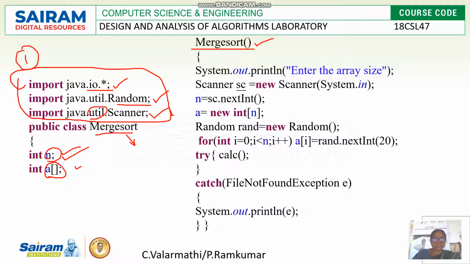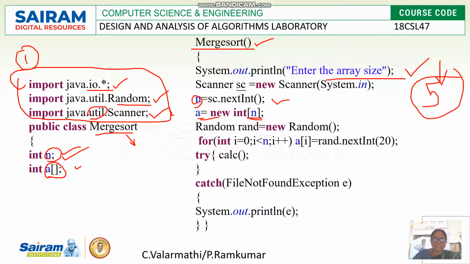Once the constructor is called, we need to get the size of the array. If I enter 5, the size of the array is 5. So 5 random numbers will be generated first, and then those 5 numbers are going to be sorted using merge sort. That is the concept. Using n as the input, it is brought here, and with n as the size, the array is created.